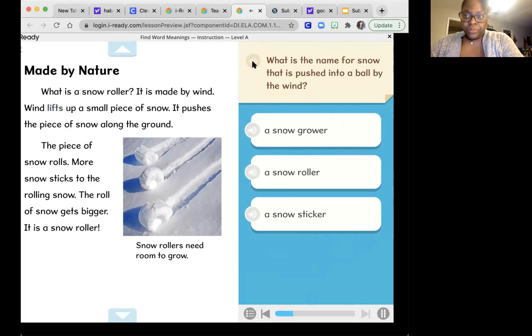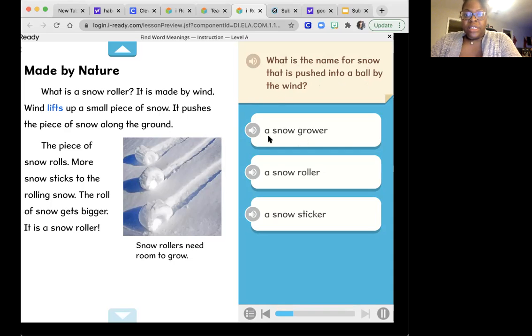What is the name for snow that is pushed into a ball by the wind? So, remember, when we have a reading excerpt, the answer is always in the reading. So it says, what is the name for the snow that is pushed into a ball by the wind?